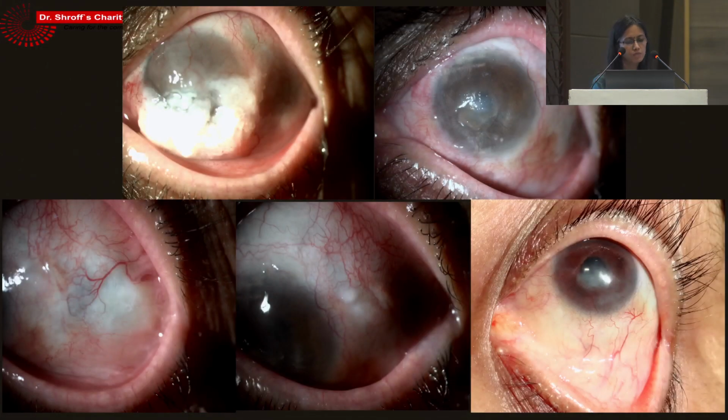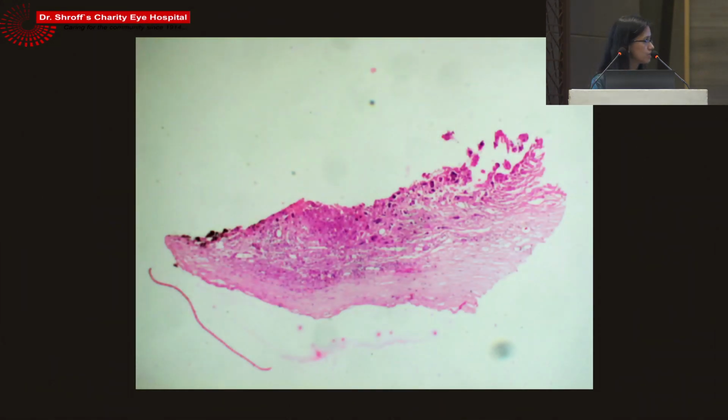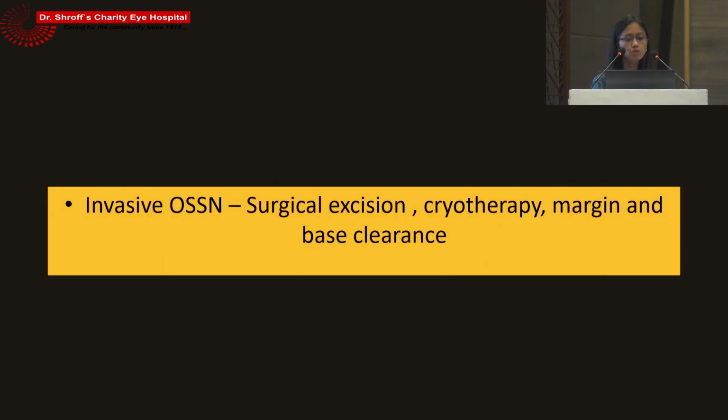I will again skip this video. Another patient where a sclerectomy was done. And this is what is important: in the histopath, you can see the scleral lamella at the base of the lesion, which seems to be free of the tumor. So this tumor was excised in toto along with part of the scleral lamella. For invasive OSSN, surgical excision is the treatment modality of choice.